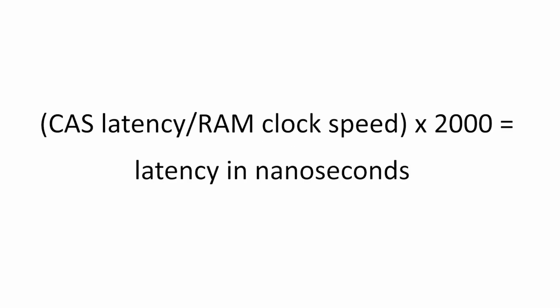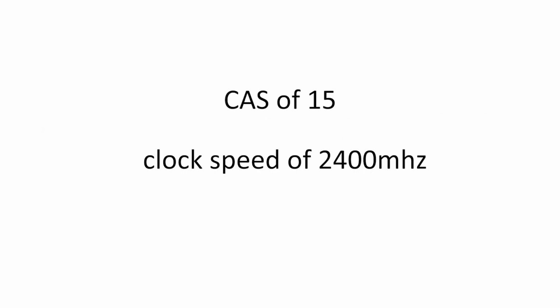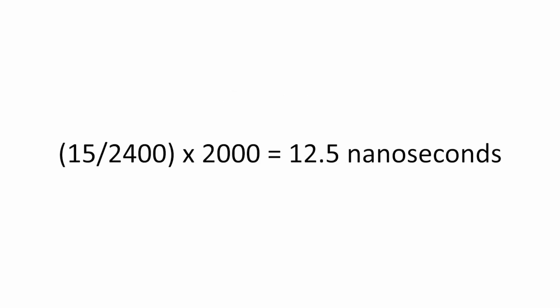To calculate the true latency of your RAM in nanoseconds, use the following formula. Parentheses, CAS latency over RAM clock speed, close parentheses, times 2000 equals latency in nanoseconds. If you have a CAS of 15 and a clock speed of 2400 MHz, this would be your true latency. Parentheses, 15 over 2400, close parentheses, times 2000 equals 12.5 nanoseconds.